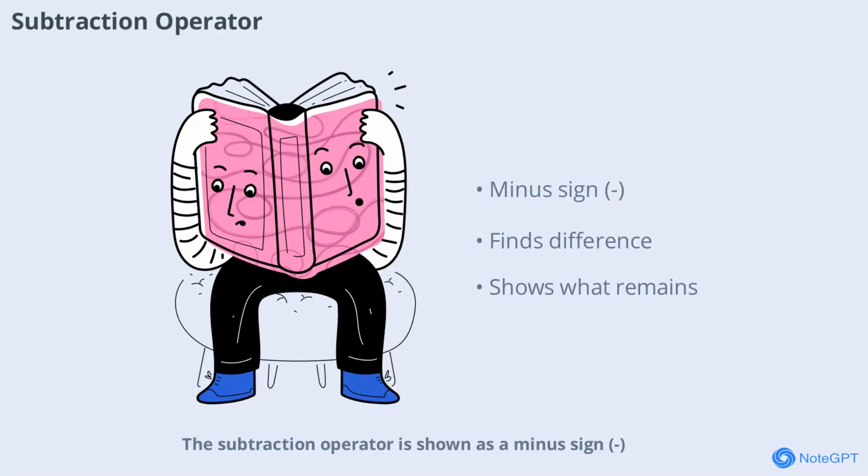The subtraction operator is shown as a minus sign. It's used to find the difference between numbers. For instance, if you have 5 candies and eat 2, you subtract: 5 - 2 = 3. Subtraction helps us understand how much is left after taking something away. It's just as important as addition in daily life, whether you're calculating change or measuring distances.